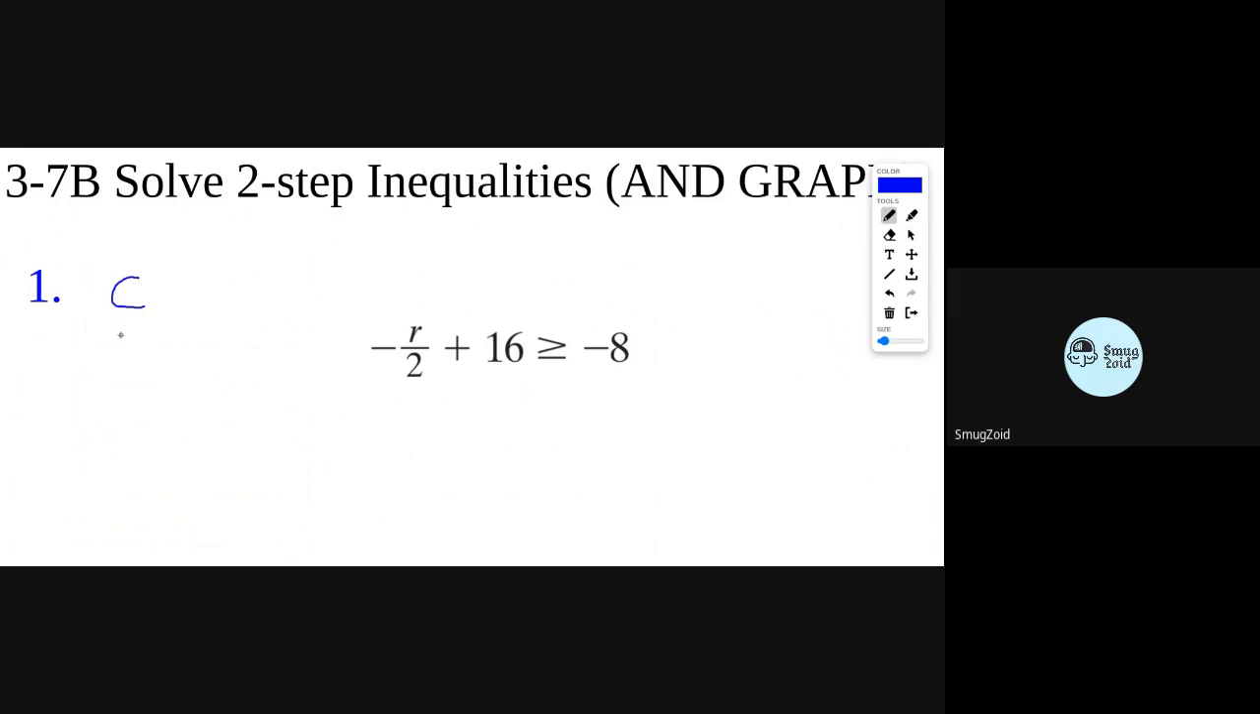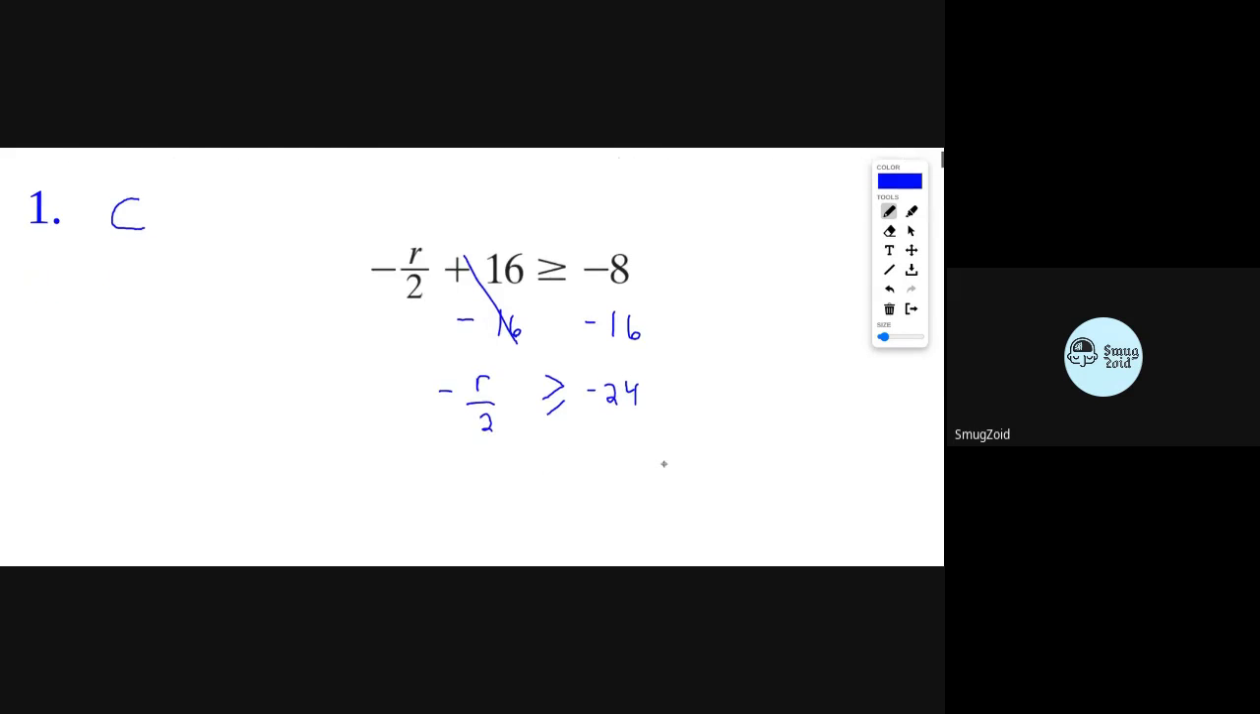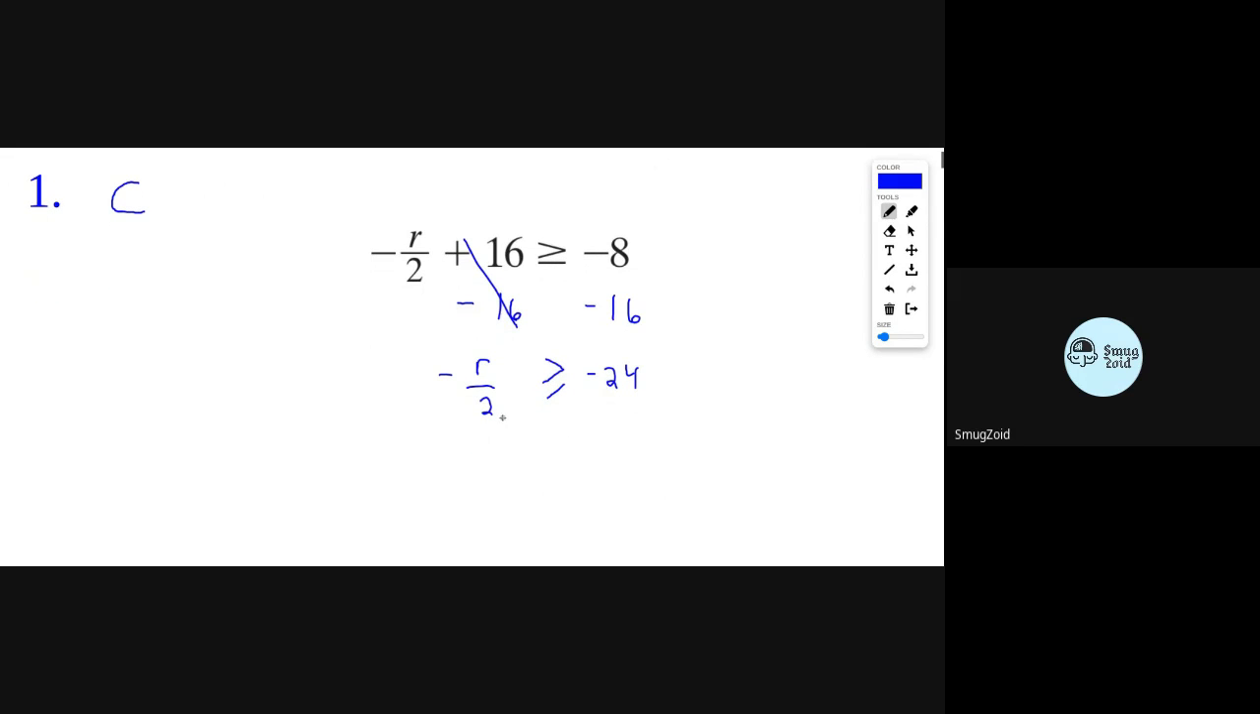First thing I do is try to get the variable by itself. In this case, I must subtract 16 from both sides. That's going to make this go away. This becomes less than or equal to -24. And I have minus r over 2. Now I'm going to divide. I'm sorry, multiply here, because this guy's underneath. It's dividing the r. So I'm going to pull this up and pull it over here.